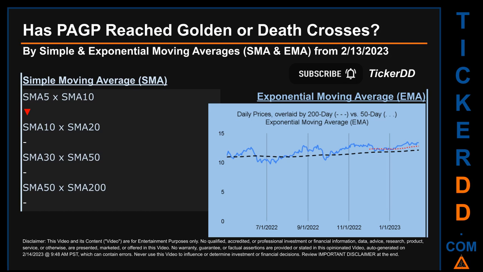Continuing with SMA, we looked across the 5 to 10, the 10 to 20, and the 30 to 50-day ranges to see if golden and death crosses had been reached. We found a death cross signal for the 5 to 10. We could not find either a golden cross or a death cross signal for the 10 to 20, the 30 to 50, or the 50 to 200.